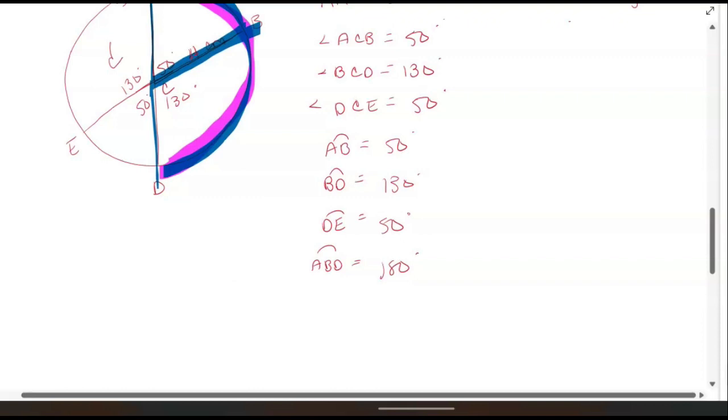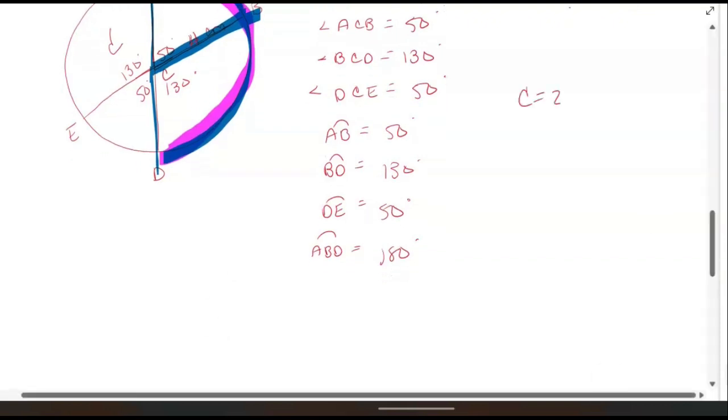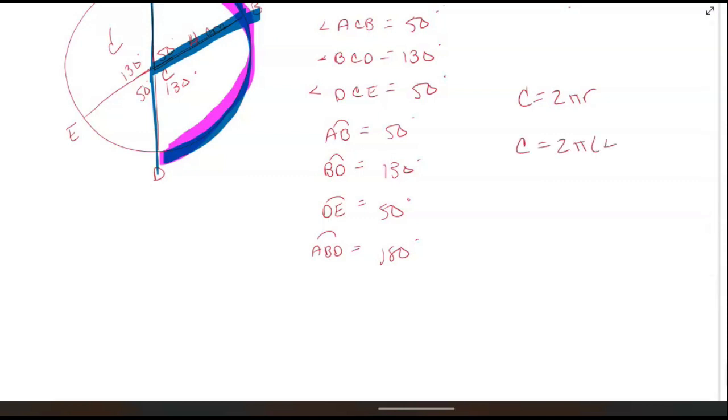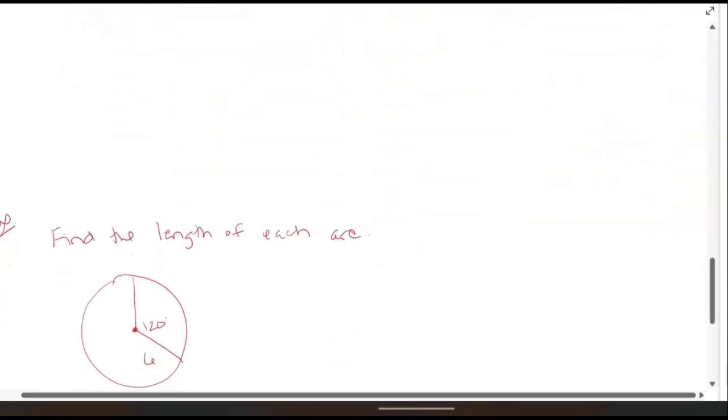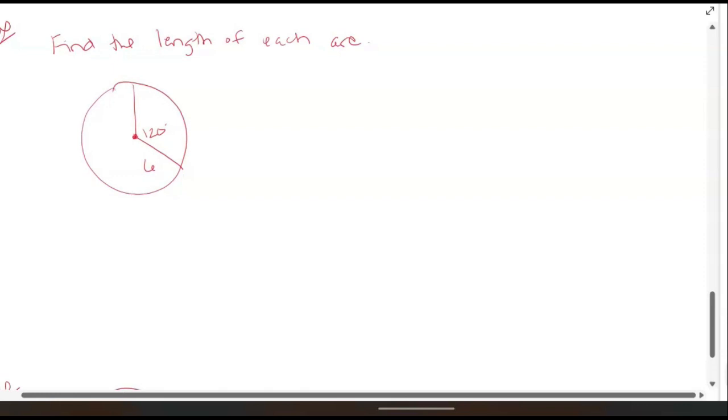The radius there is 4. So if we want to find the circumference, it's 2 pi r. And if my radius was 4, then my circumference is going to be 8 pi centimeters. Again, leave it in terms of pi at this point. I don't want you plugging it in the calculator. So then you have a few circumference problems, and then finally you have the length of each arc problems.